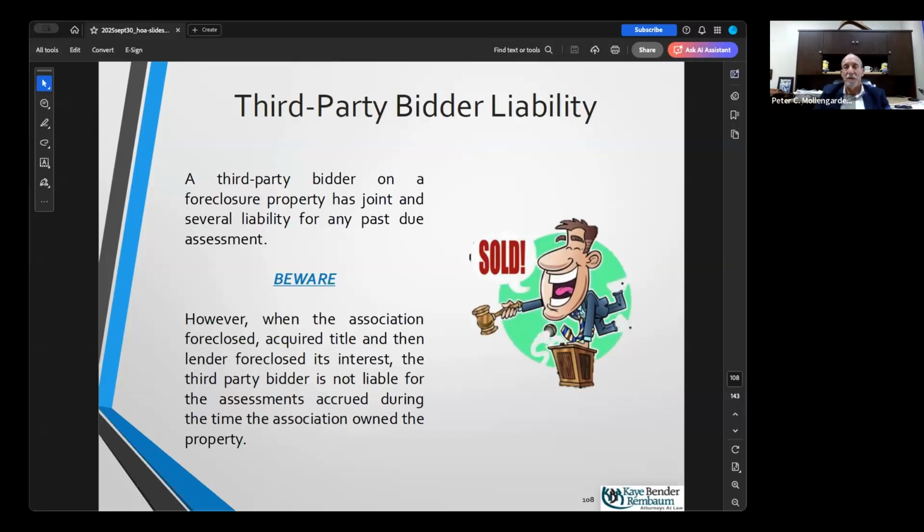But if the association forecloses and takes title, and then the lender comes behind them and forecloses, a third-party bidder is not liable for assessments that came due when the association owned it. So if the association forecloses its own lien, owns it for a while, maybe you rent it, who knows? Then the lender forecloses. That period when the association owned it, okay, you're not going to recover that.